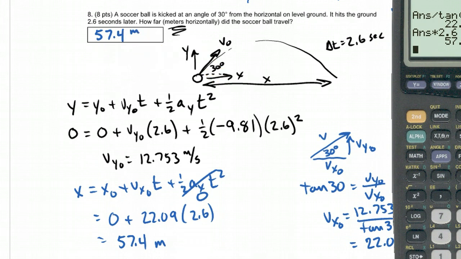Again, the key here is we did have to work in two separate directions. We have a choice of equations to use there. This is probably one of the more straightforward ways.